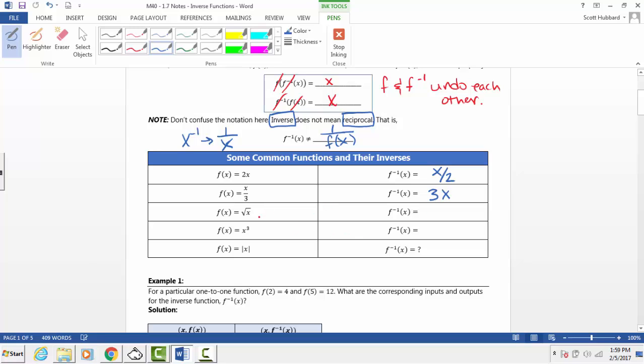And we did this up at the top of the page. If I square root something, what's the thing that undoes that? Well, it's just taking that value and squaring it. Okay? And this is just a quick refresher. If I cube something, the way we undo a cube is we take the cube root. Okay?